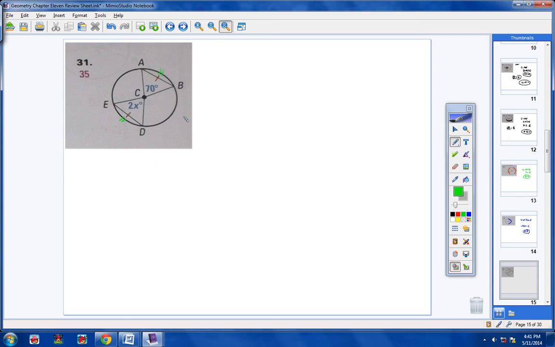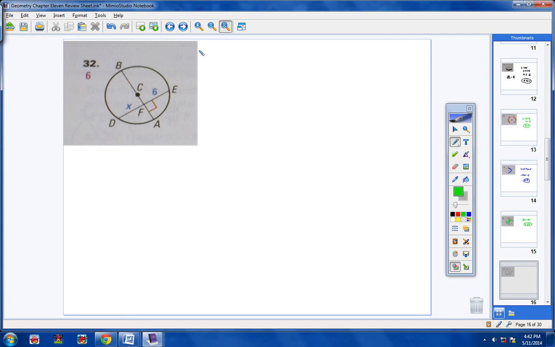Now we know that a central angle, like this central angle here, is always congruent to its arc. And we know this central angle here, the measure of it, is congruent to its arc. So think about it. If this arc here is congruent to this arc here, then this angle here has to be congruent to this angle here. So I can definitely state that 2x equals 70 degrees. Divide both sides by 2, and x equals 35. Okay, moving on to number 32.